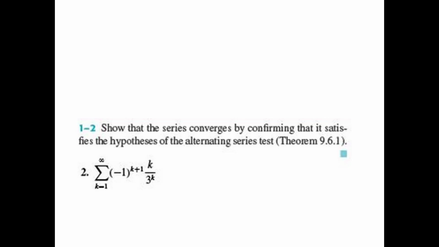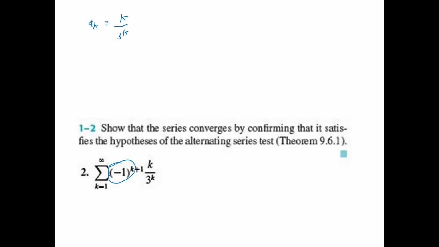Show that the series converges by confirming that it satisfies the hypotheses of the alternating series test. Okay, so here the a sub k are given to you by the formula. Let me write it up here. The a sub k that the theorem is talking about is given to you by the formula of k over 3 to the k. And this part right here just makes it alternate. And so you get k over 3 to the k.